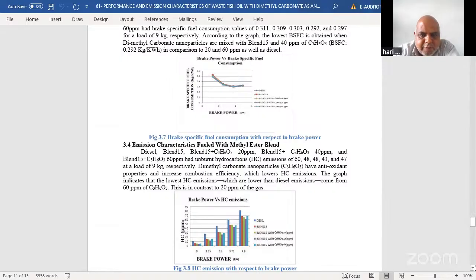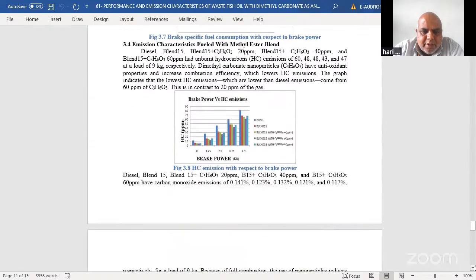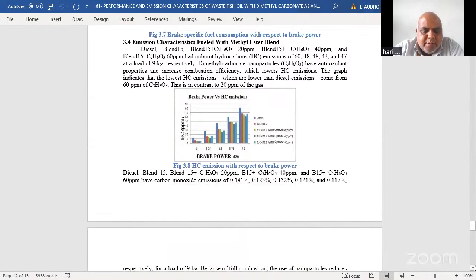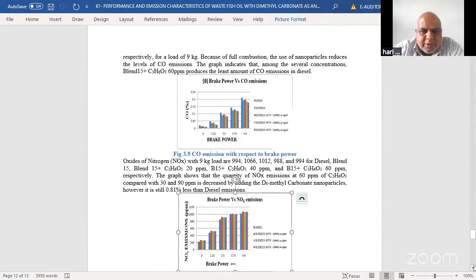Coming to the emission characteristics of the fuel, when compared with diesel, when you go with the B15 blend with different concentrations of oxygenate compound, the HC emissions will be further reduced. That clearly shows in the bar diagram as a decrease in the HC emissions. Next one, CO emissions. A similar trend is observed with the CO emissions also, because of the presence of more oxygen in the biodiesel as well as the oxygenate compounds with different concentrations.